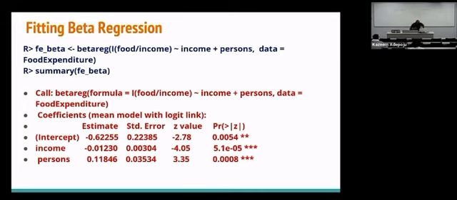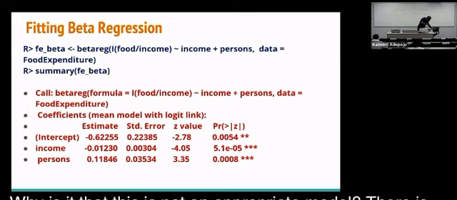Somebody's going to argue this out. Why is it that this is not an appropriate model? The result is making sense. Income determines what I'm going to spend. The number of persons living in my household determines what I'm going to spend. But I'm going to tell you the reason why this is not appropriate.